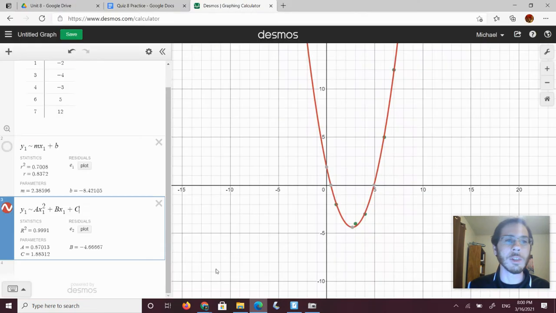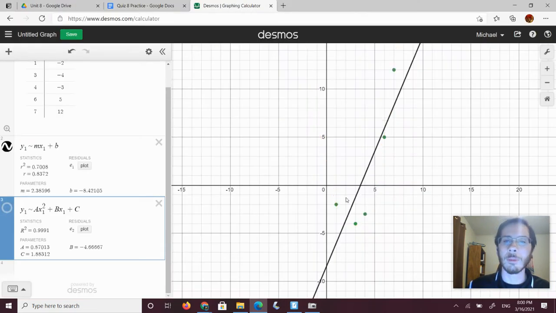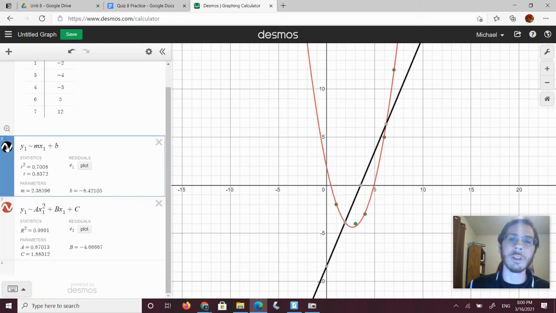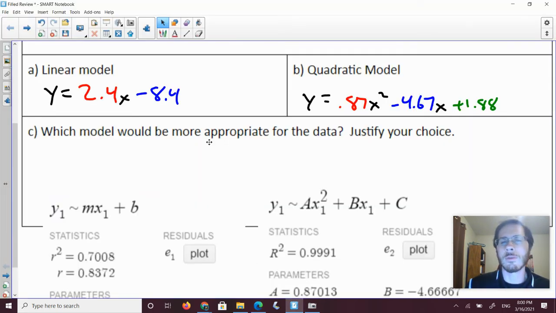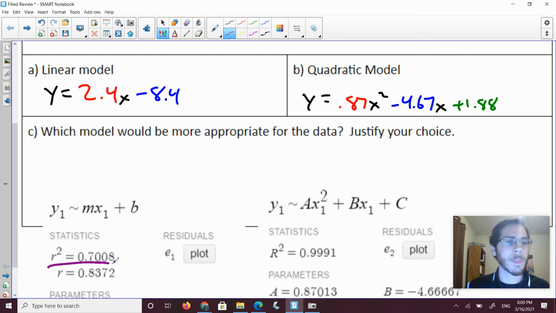And we can go back there and we can check it out. I mean, if we do the linear, that doesn't even come close to this green dot over here. So even though we could kind of see it, I think the red one's a little bit of a better choice. Now, how can I tell that for sure, though? Because, again, we don't want to say just visually it looks like it. What we want to look at is the r squared value.